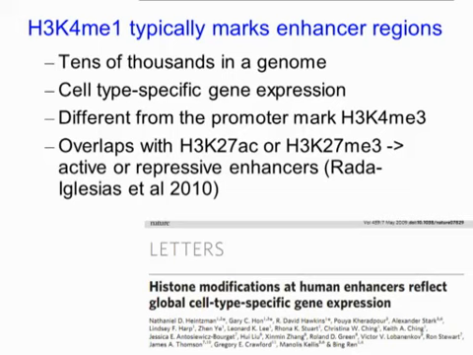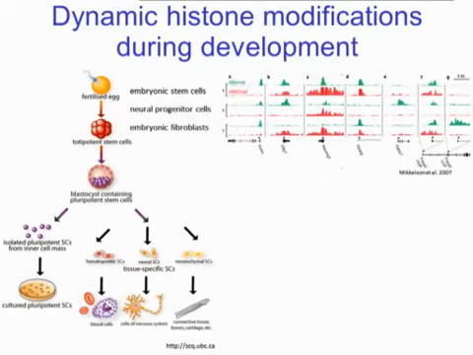And you see thousands of them in a genome, and they are cell type specific, related to cell type specific gene expression. It may be different from H3K4 trimethylation, and it may overlap with other marks and be an active or repressive enhancer.